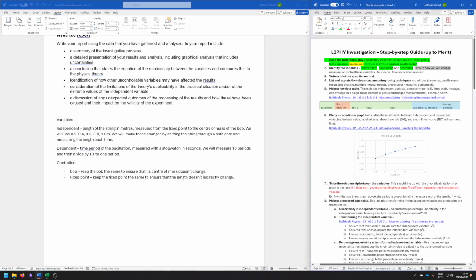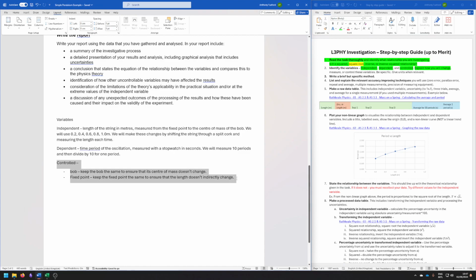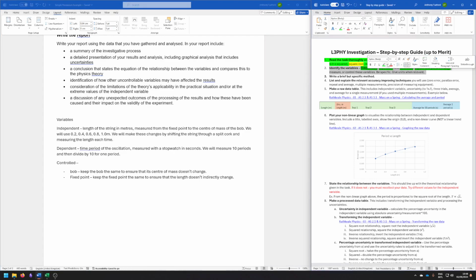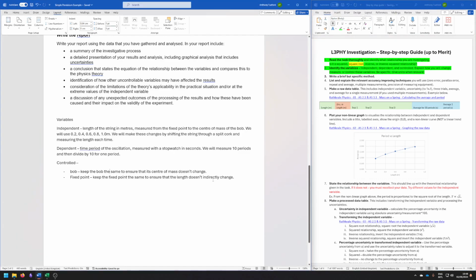So that's how we will change our independent variable, how we will measure with a stopwatch in seconds, specifically 10 periods, and how we will control these variables, keeping the bob and fixed point the same throughout each trial. Now, as I've written here, this wouldn't quite be a merit, right? Surprise. We do need a bit more details. So that could come in the discussion. But for now, I'll just keep it brief so we can move on. Yeah. So next up, writing a brief but specific method.